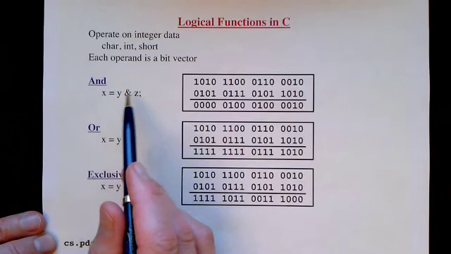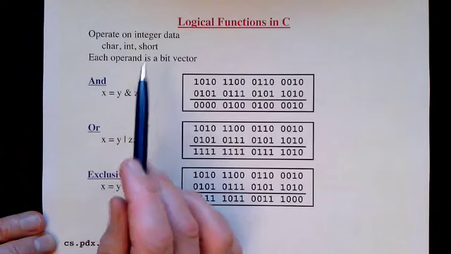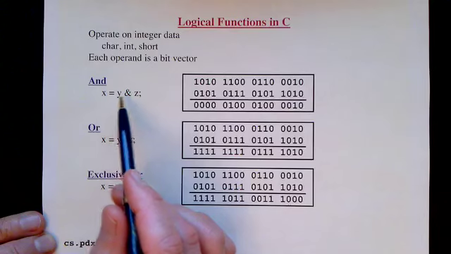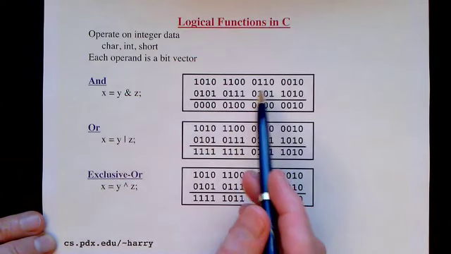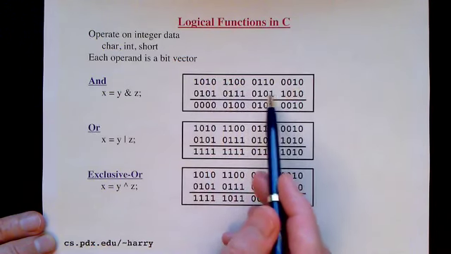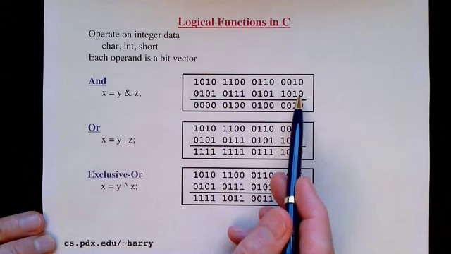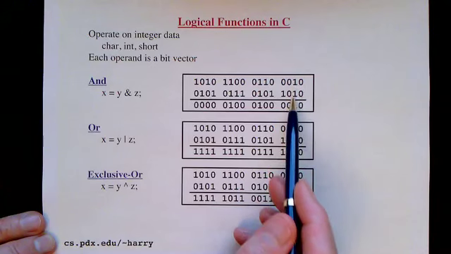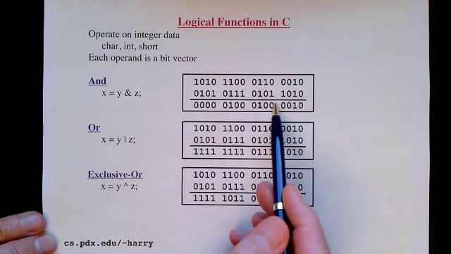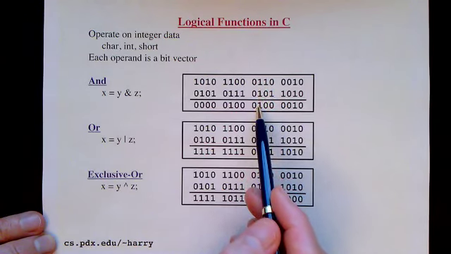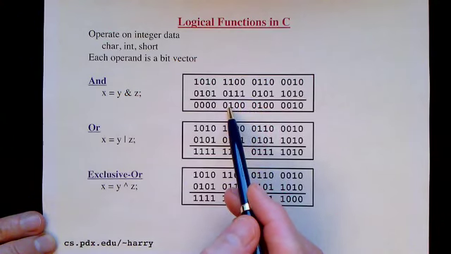Let's assume that x, y, and z are declared to be shorts, meaning that each has 16 bits. Well, here we're showing a 16-bit value for y and a 16-bit value for z, and we're ANDing them together. So everywhere that you have two 1 bits, you see a 1, but only where there are two 1 bits in the arguments do you see a 1. Everywhere else, there's a 0.